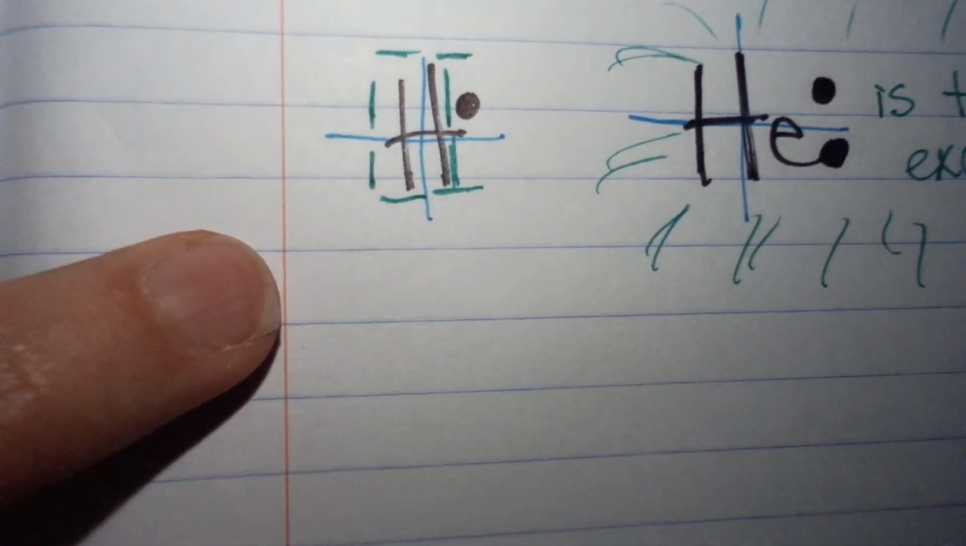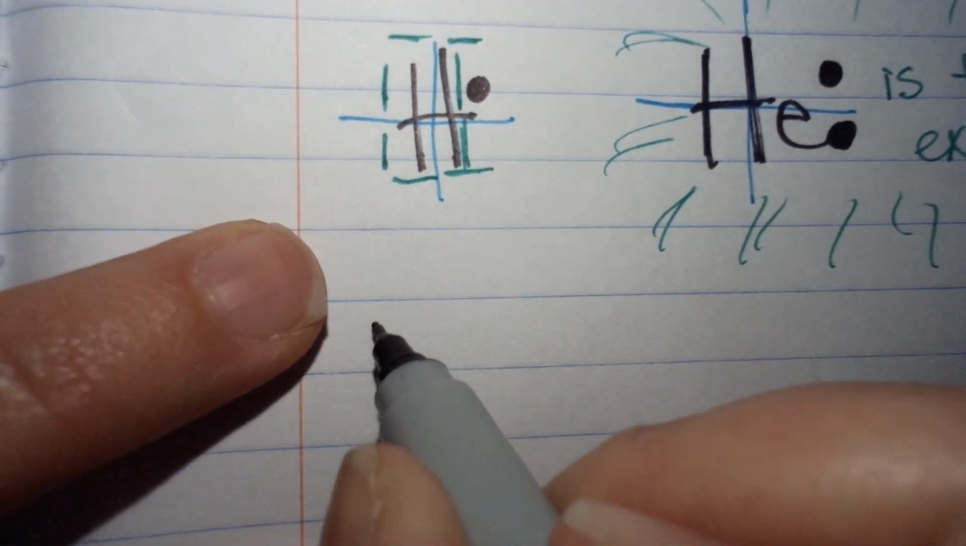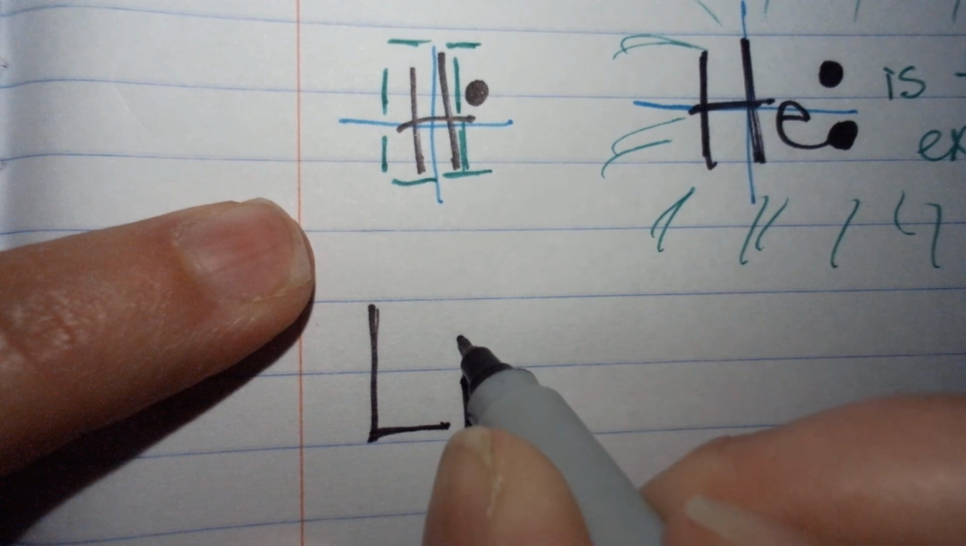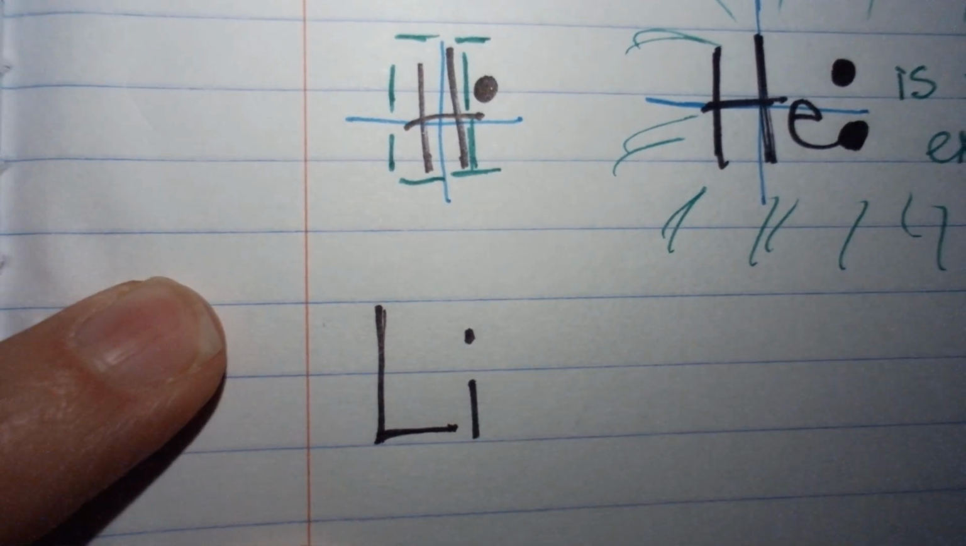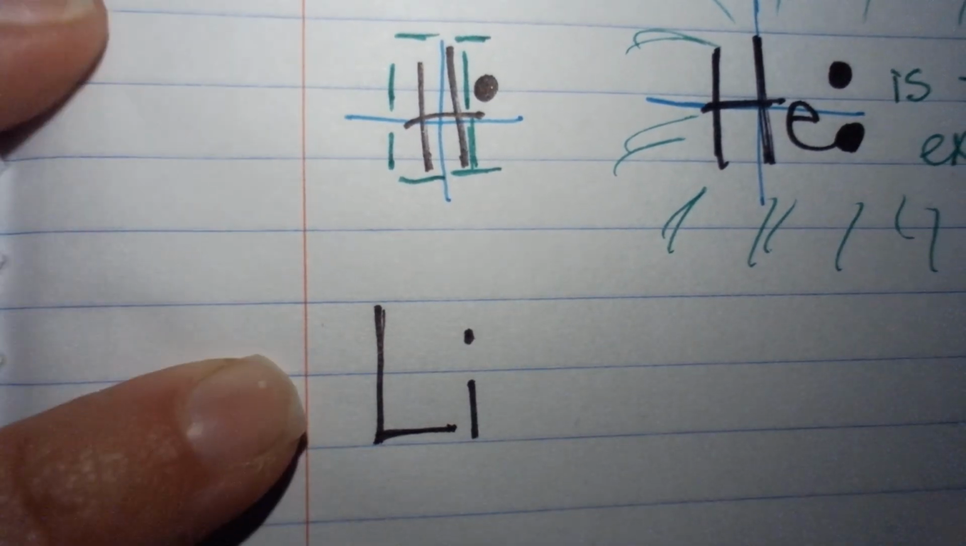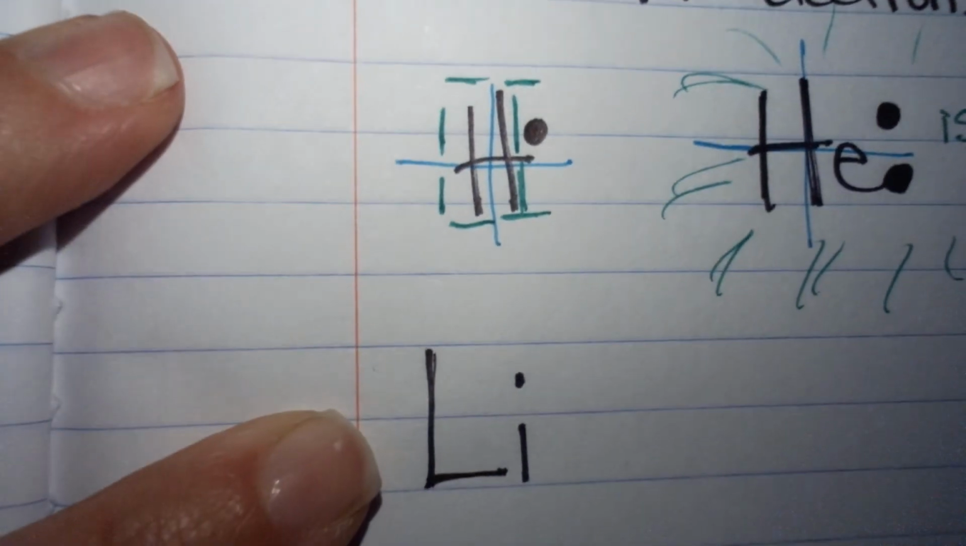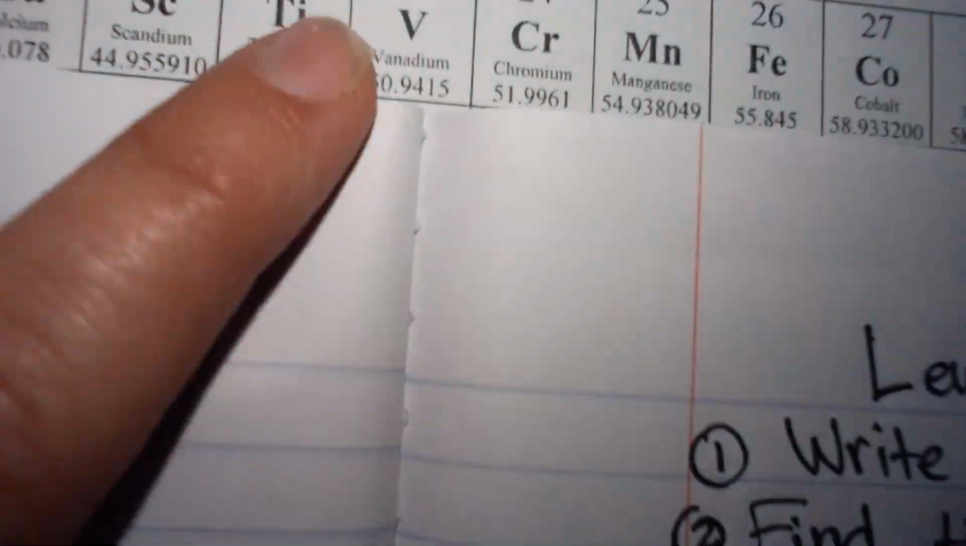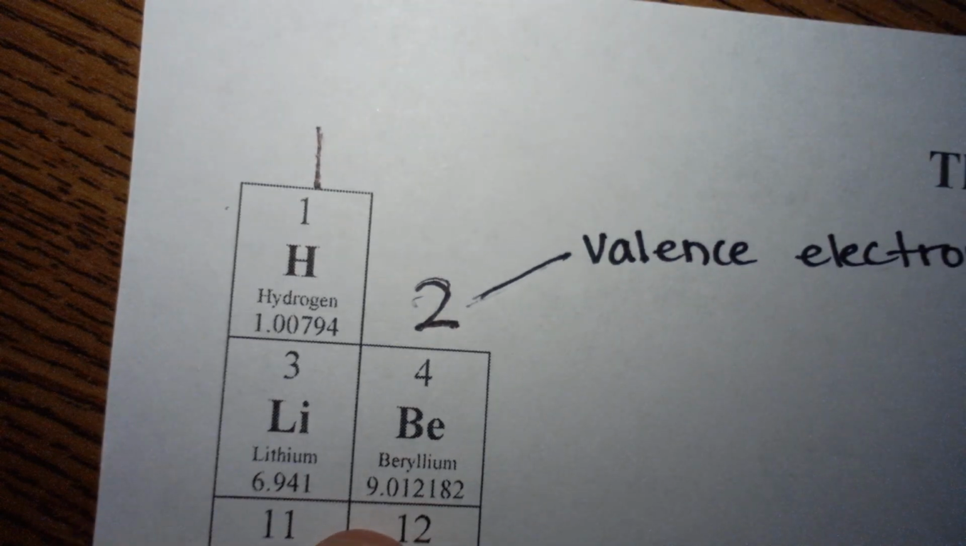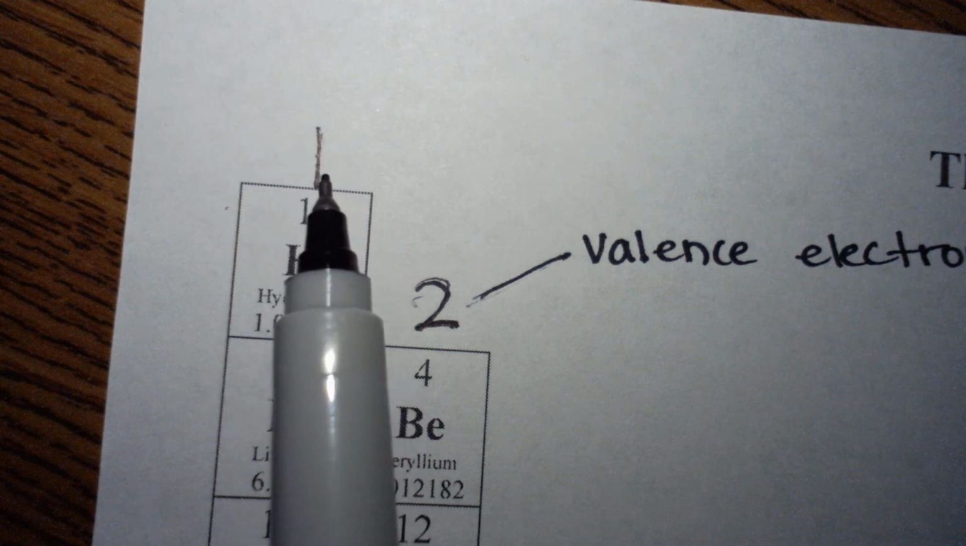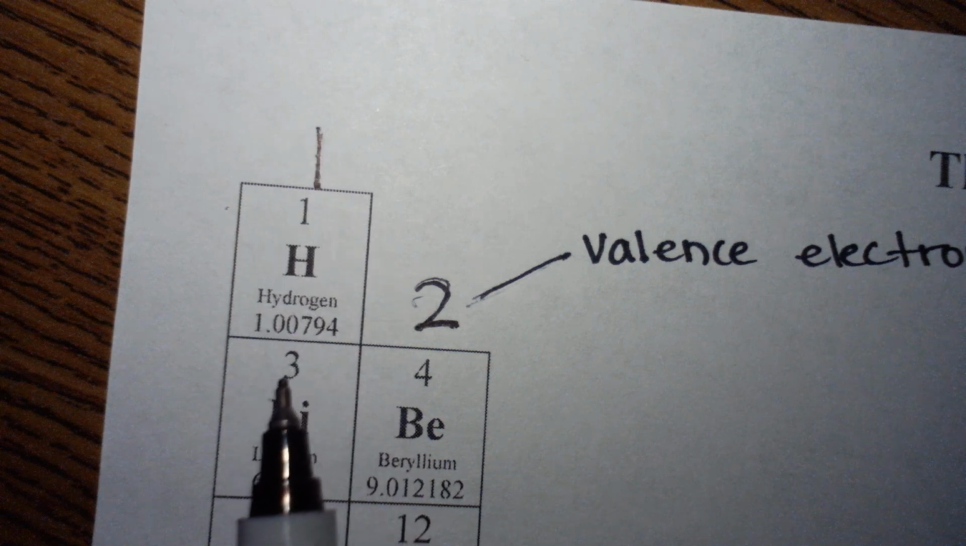Let's look at lithium. So go back to what you know. Lithium is not an exception. We'll look at our periodic table. Show me on your fingers, how many valence electrons does lithium have? Just 1 valence electron, because it is in group 1. It has 3 total, but it just has 1 valence electron.